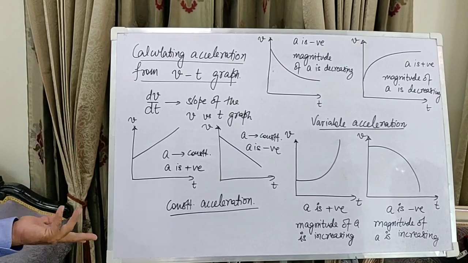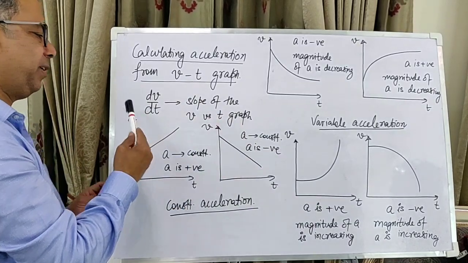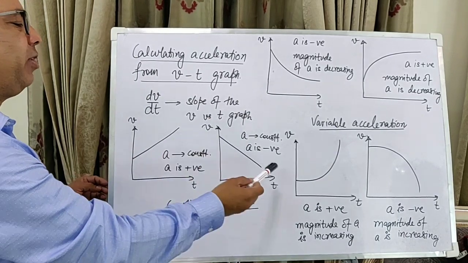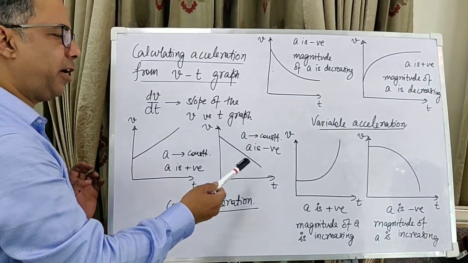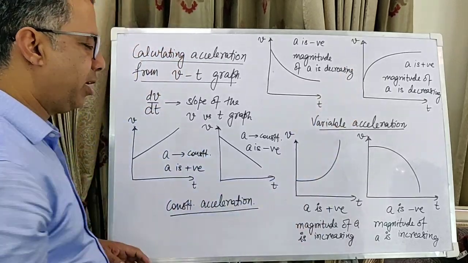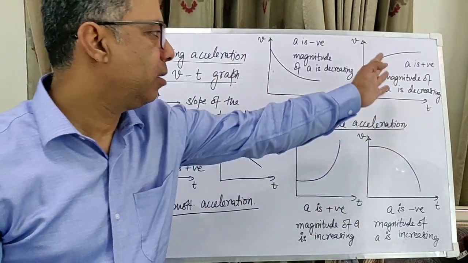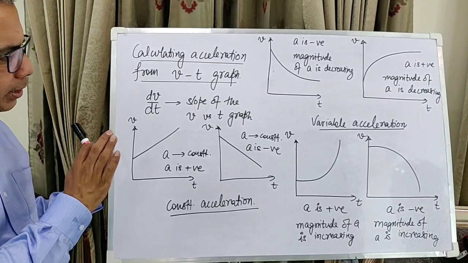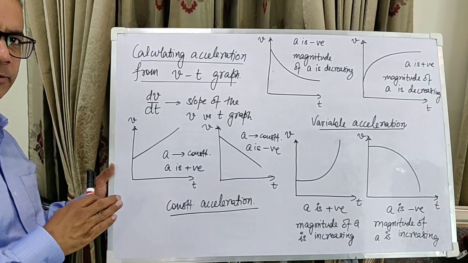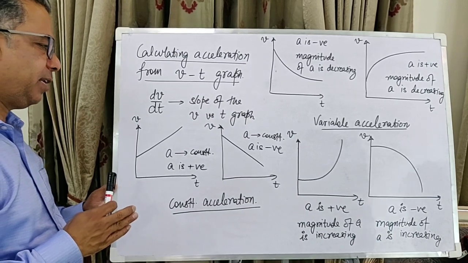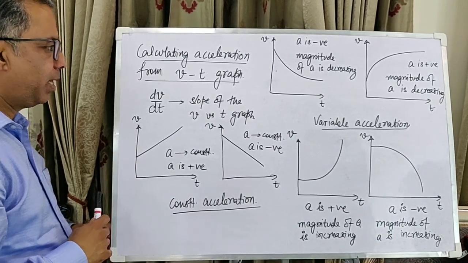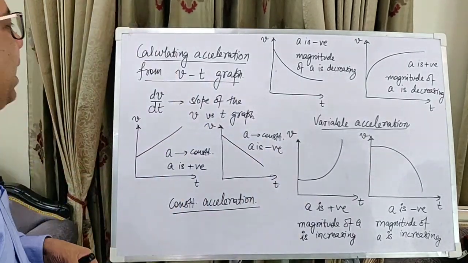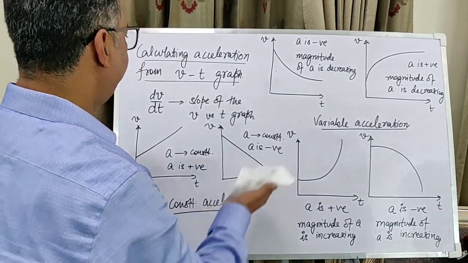Now we're already aware that the slope of the VT graph equals acceleration at any given instant. So straight line VT graphs represent constant acceleration, curves represent variable acceleration. I have shown you the various possibilities there. So that's looking at the VT graph and working out acceleration from the VT graph. Now let's have a look at the AT graphs as well.